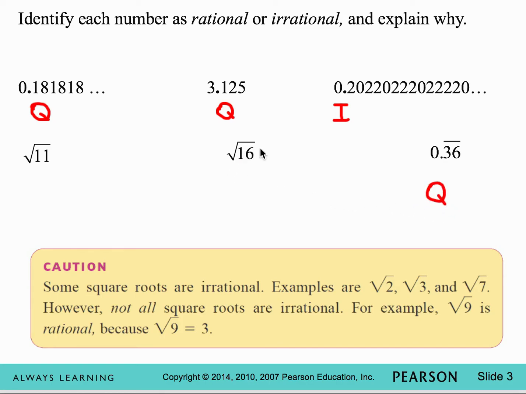This one, because 16 is a perfect square, this number, even though it's written underneath a radical, is actually the number 4. So it's rational. So don't just say, just because a number's under a radical, it's going to be irrational, right? And that's what they're explaining down here, like square root of 9. It's just the number 3. However, if I can't take the square root of the number, it's going to be irrational.